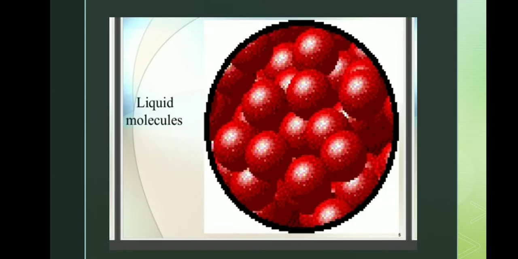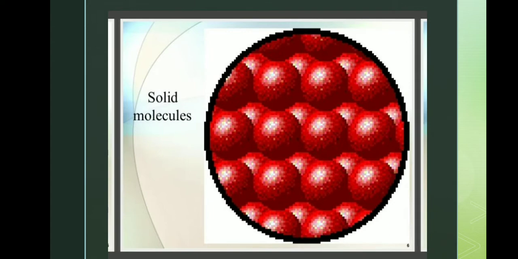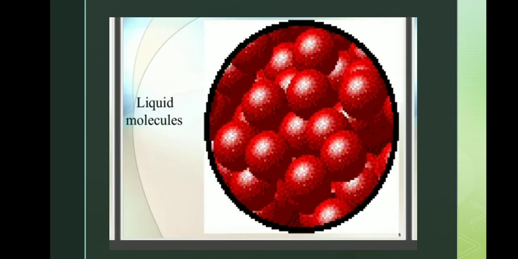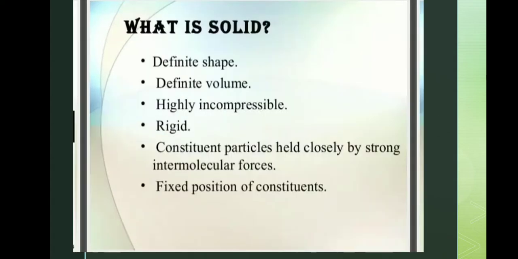These are gas molecules, liquid molecules, and this is solid molecules. What are the differences? Solid molecules are closer than liquid, and liquid is looser than solid. What is a solid? It has a definite shape, definite volume, is highly incompressible and rigid. Its constituent particles are held closely by strong intermolecular forces in fixed positions.